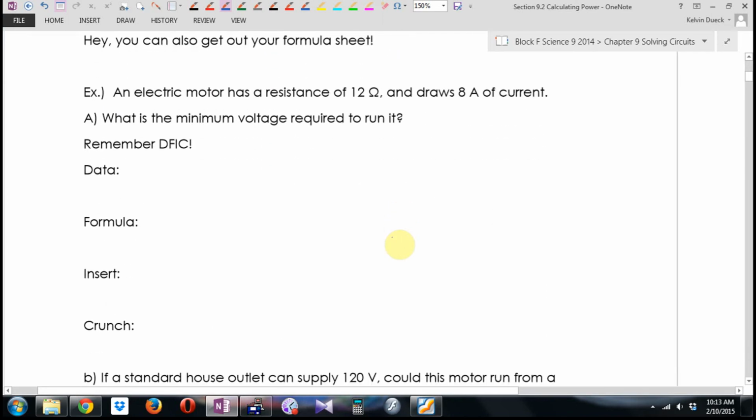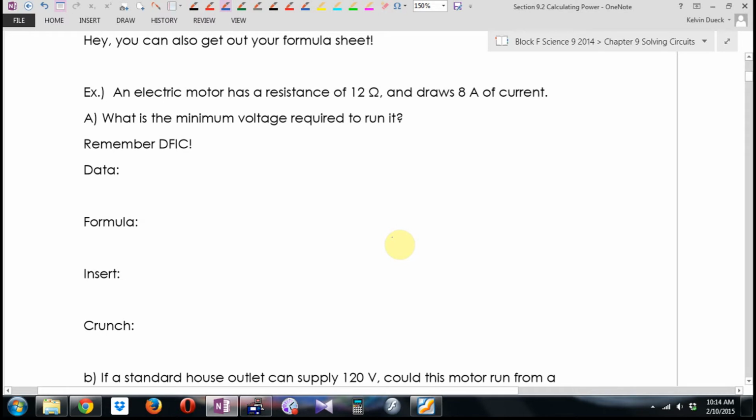So let's start doing some examples. And I'm trying to make up reasonable numbers here. So an electric motor has a resistance of 12 ohms. It draws 8 amps of current. What's the minimum voltage required to run it? And I said, remember DFIC: data, formula, insert, crunch.